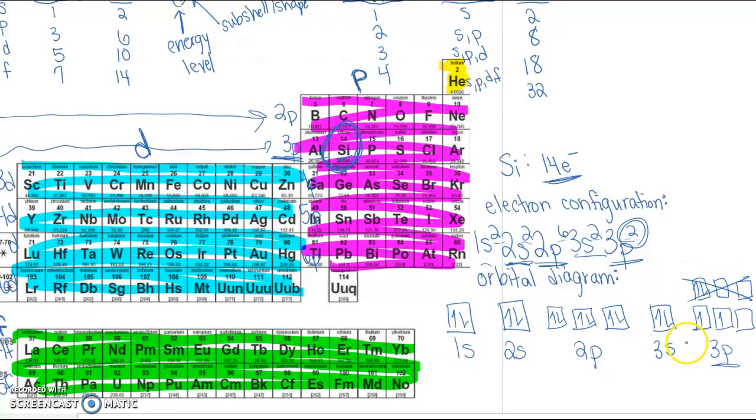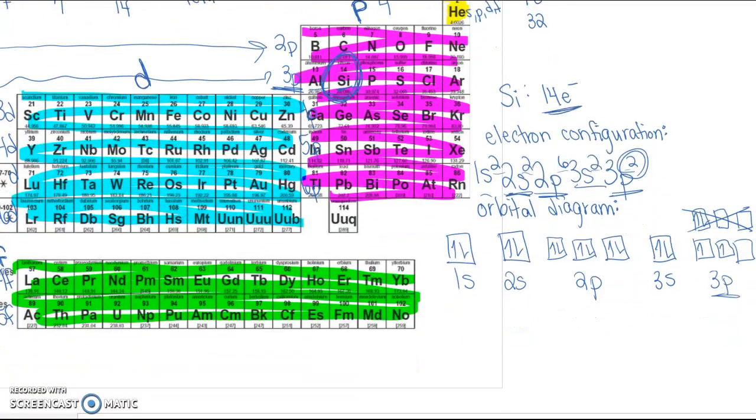It goes back to the gizmo, like when you're getting on a bus, you're going to go to an empty row before you start sharing a seat with somebody. So they're not going to share, they're going to each want their own, and then if there is more, you would go and double up. But there's just 2 in the 3p. So that's an orbital diagram.